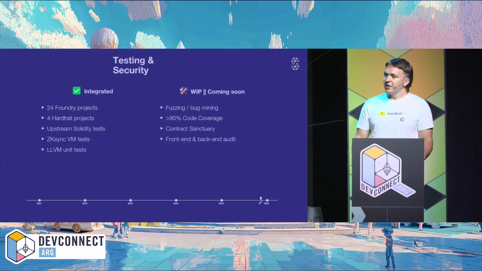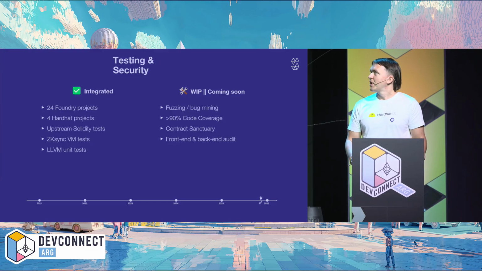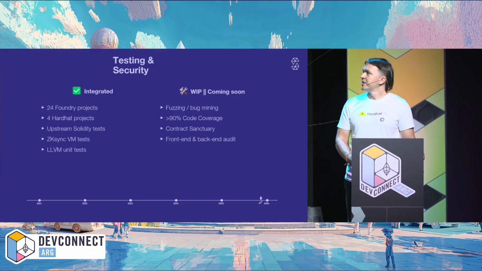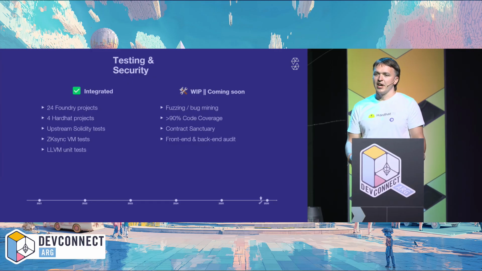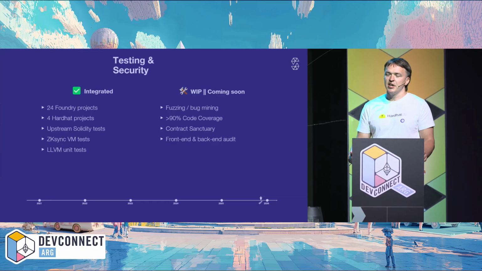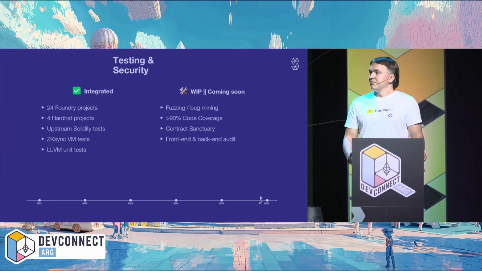The most important topic, I guess: how about testing and security? On the left, you can see all the tests and projects we are running on every patch and every commit. 24 Foundry projects, basically all of them that could be integrated in CI. It's a few dozens of thousands of tests. And we are running all the upstream Solidity tests, the zk-sync VM tests that we had written before, and LLVM unit tests, of course.